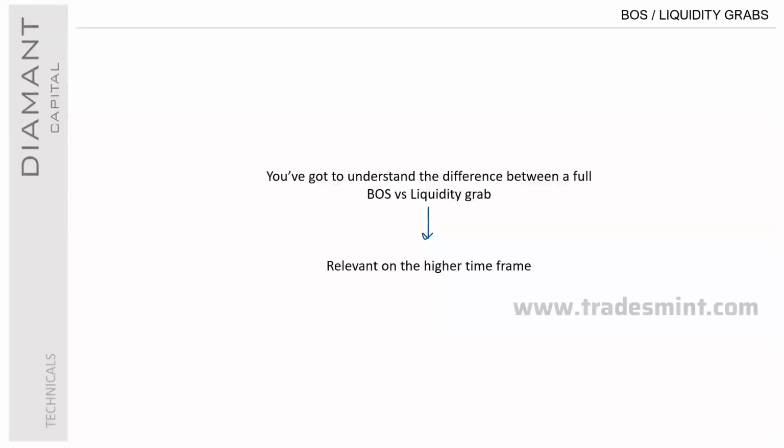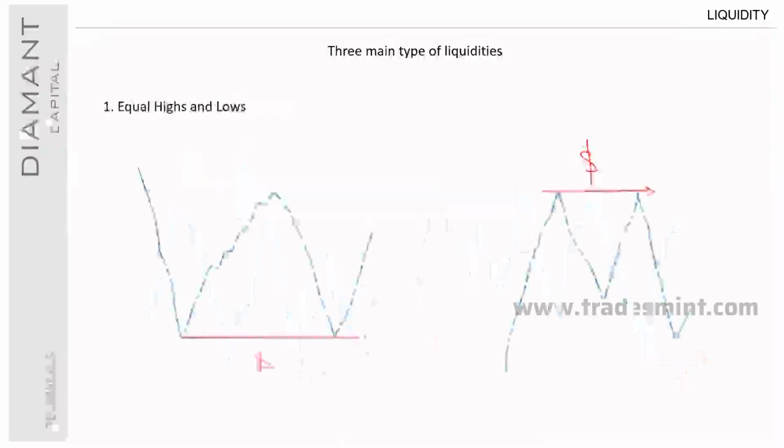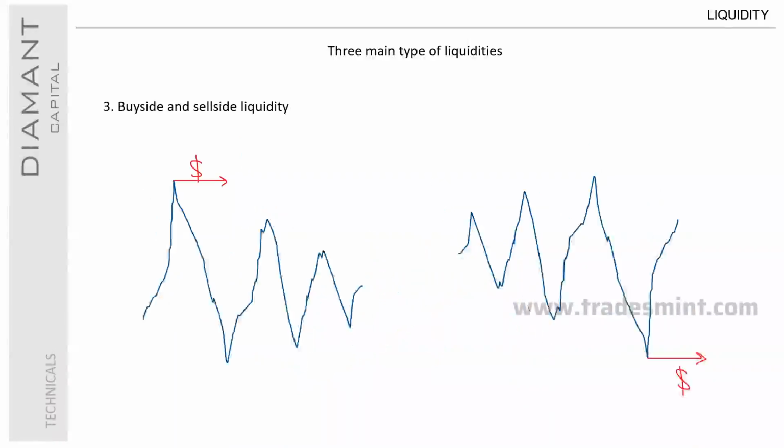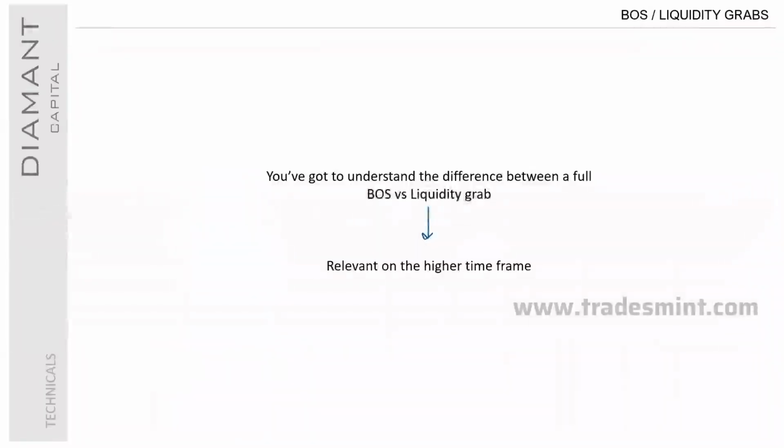So moving on from what we learned in liquidity last time, you've got the three main types. You've got the equal highs and lows, you've got trendline liquidity, and then buy side and sell side liquidity. Now, the one thing that you've got to understand now is a proper differentiation between a clean break of structure versus a liquidity grab.